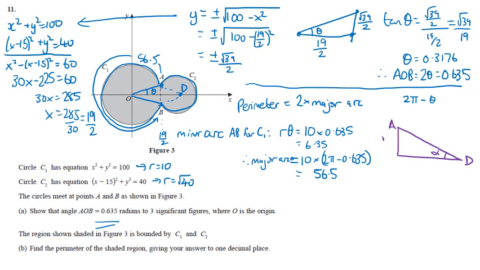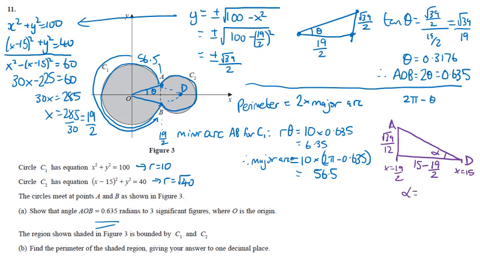So again, this side of the triangle is √39/2, just as before. But this distance along the adjacent side, well, D is the centre of circle 2, so that's 15. And the value at the other side was 19/2. So this distance here must be 15 minus 19/2. Okay, I'll just write those bits on. So these were the x values at those points.